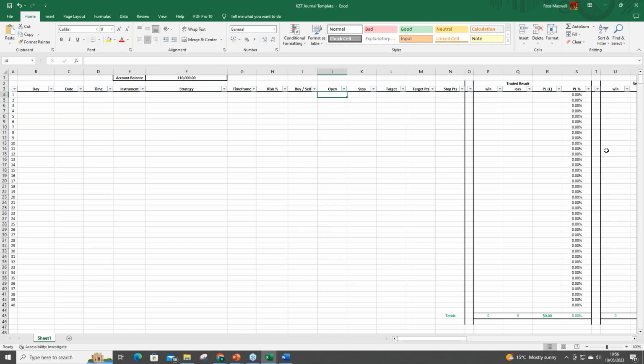The open price, stop price, and target price, just so you have those trade details, along with the number of points that you're targeting and the number of points that your stop is. Again, this is to determine your risk to reward and make sure it's in line. Obviously, you'll have the win or loss, because that will allow you to work out your expectancy rate, and whether you've got positive expectancy overall.